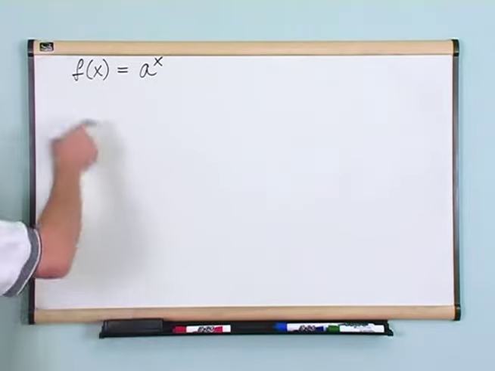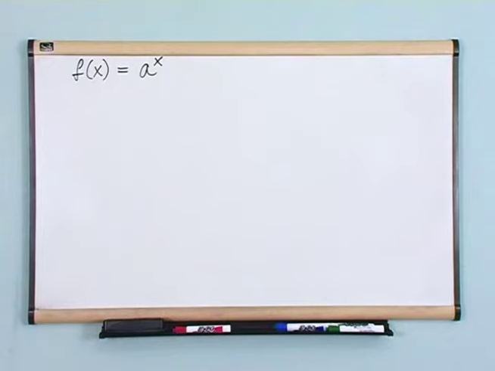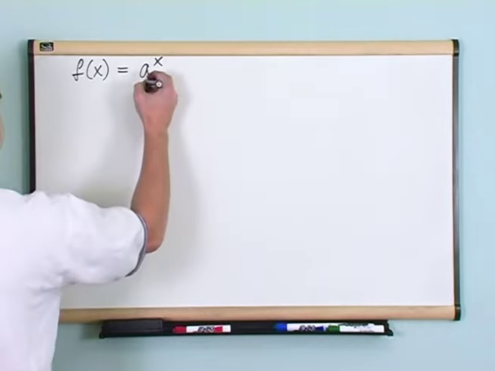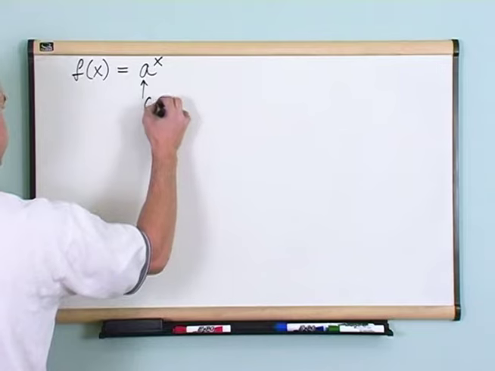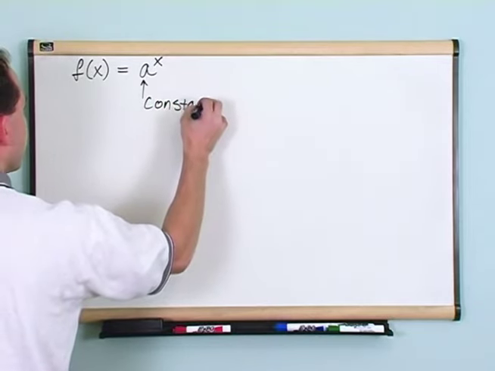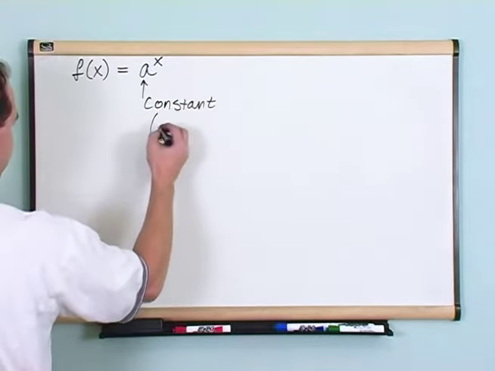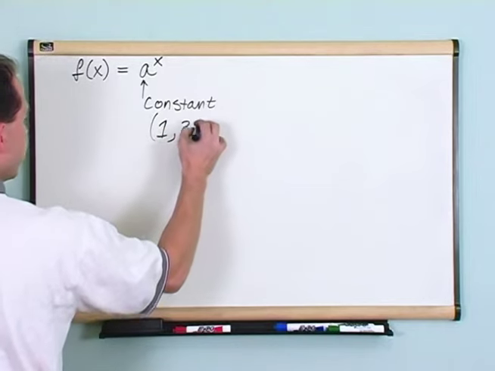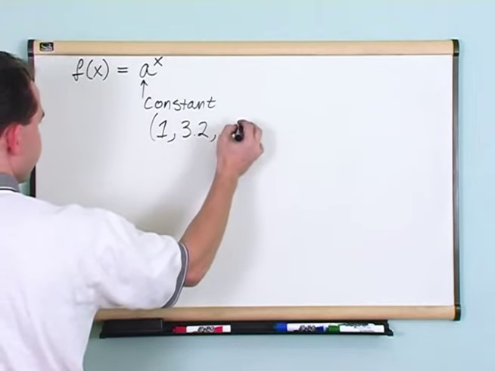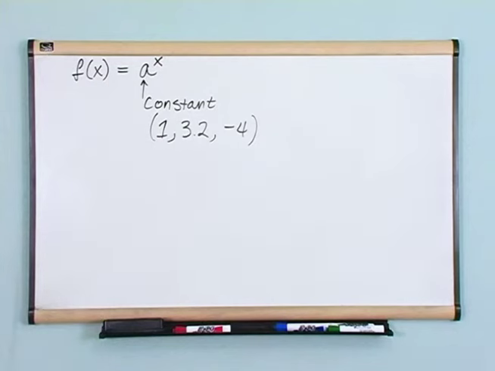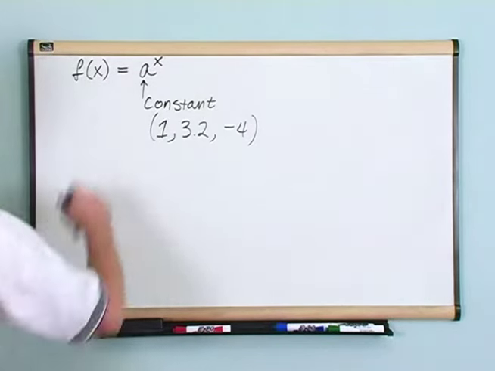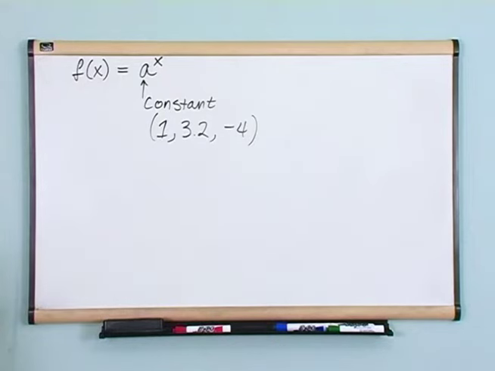The equation I've defined here is called an exponential equation. This letter a is a constant. It could be, for example, 1, it could be 3.2, it could be -4. It could be lots of things, but it's just a constant, and it's raised to the power of x. So let me plot it for you and explain why it looks the way it looks.